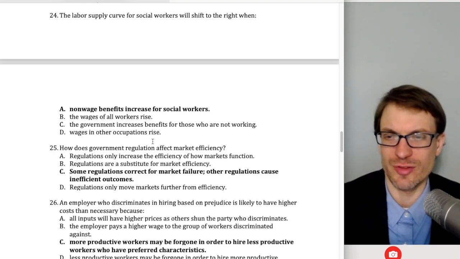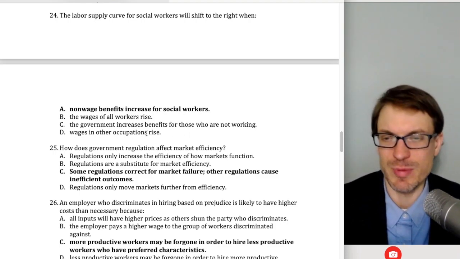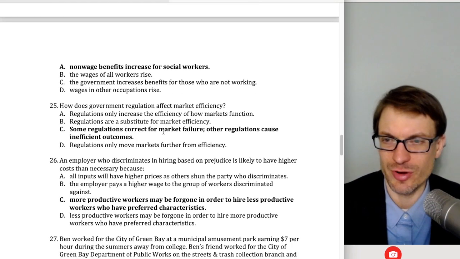Okay, so wages in other occupations rise. No, this is what I was thinking of, where people would bail and then switch into another field.